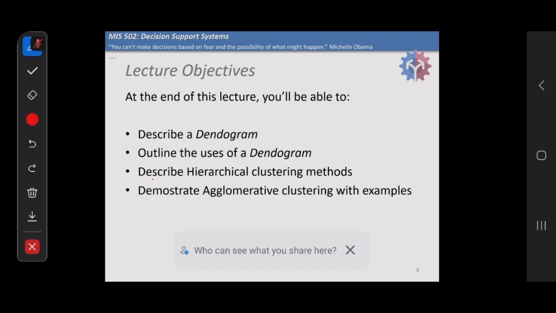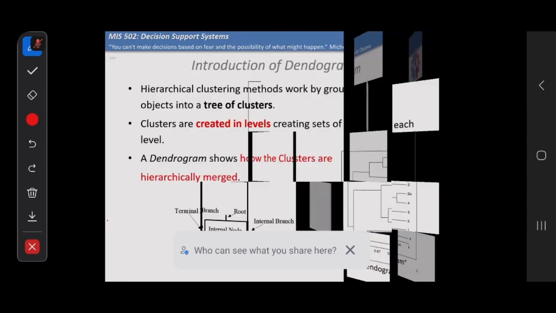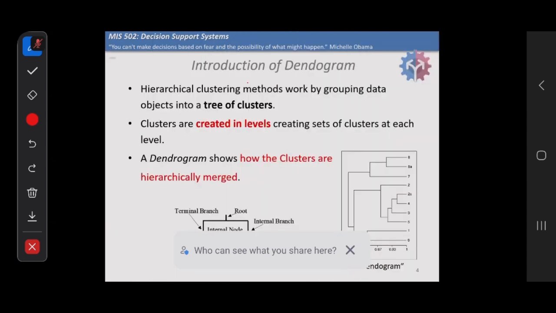Let us first start by describing what a dendrogram is and where a dendrogram is used. So we'll describe some of its uses. And then we'll learn how hierarchical clustering is done and some of the associated topics. So in between, if you have a question, you can use your chat box or you can use your mic as you feel comfortable.